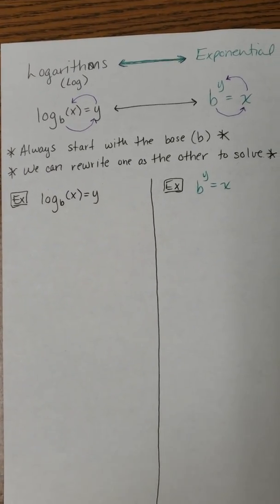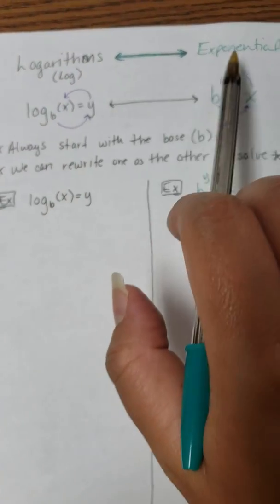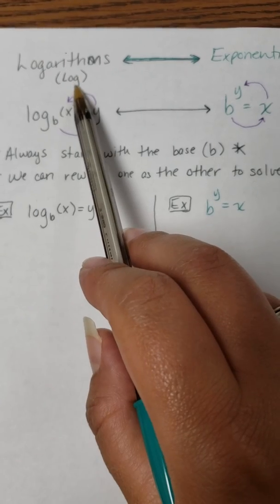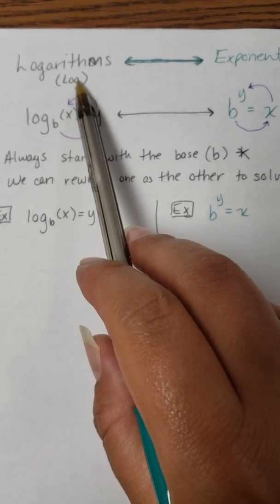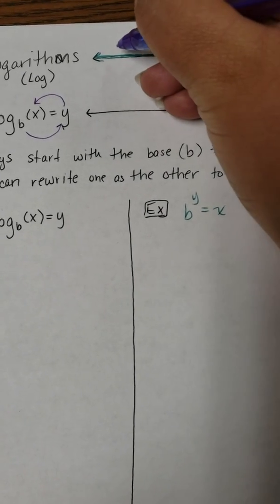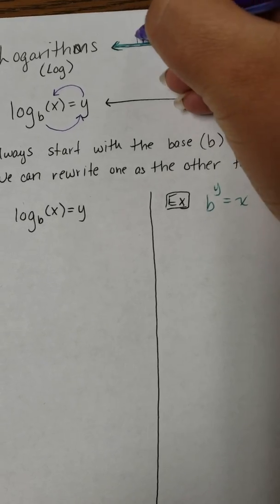Okay, in this video, I'm going to talk briefly on how these two things are related to logarithms and exponentials. Log is just short for logarithms, in case you see that. Pretty much, these are inverses of each other. So go ahead and write that here. These are inverses of each other.